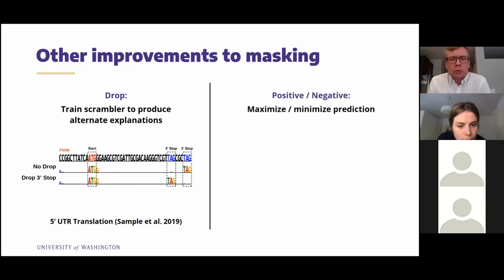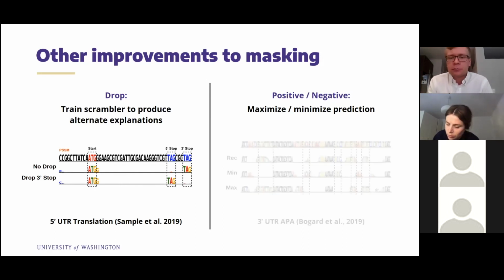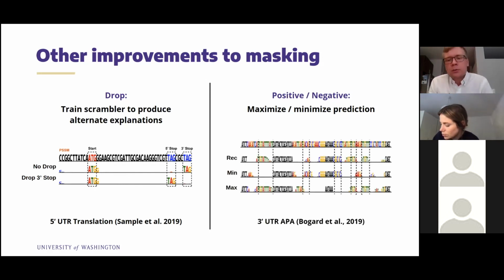Furthermore, in addition to simply reconstructing the original prediction of some sequence, we can train the scrambler to find the smallest set of features that either maximizes or minimizes the prediction. And that allows us to decompose a sequence into its positively influencing and negatively influencing sequence motifs. For APA, this was nice and allowed us to decompose sequences into typical repressive and enhancing motifs.